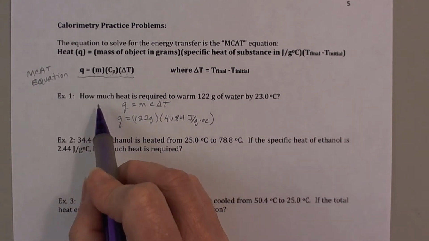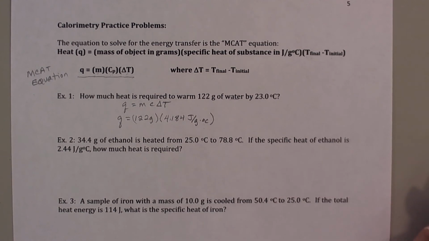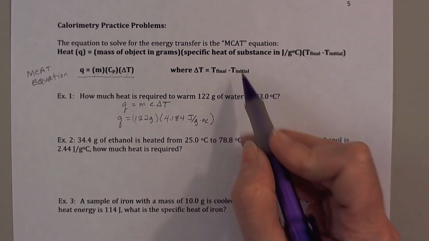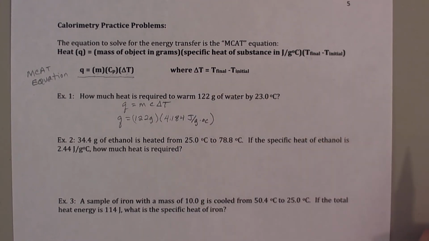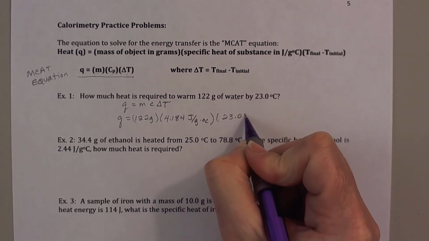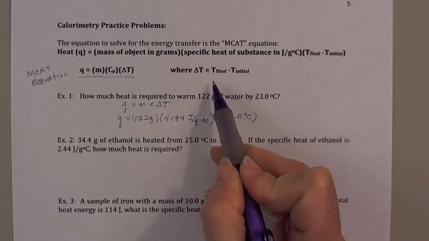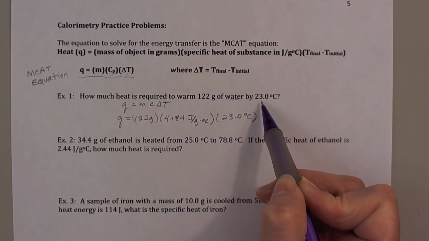And it says how much heat is required to warm it by 23 degrees Celsius. Well, it doesn't tell us what our initial temperature or the final is, but it does tell us how much it changed. So that delta T is 23 degrees Celsius. Now, is that temperature change a positive change or a negative change?